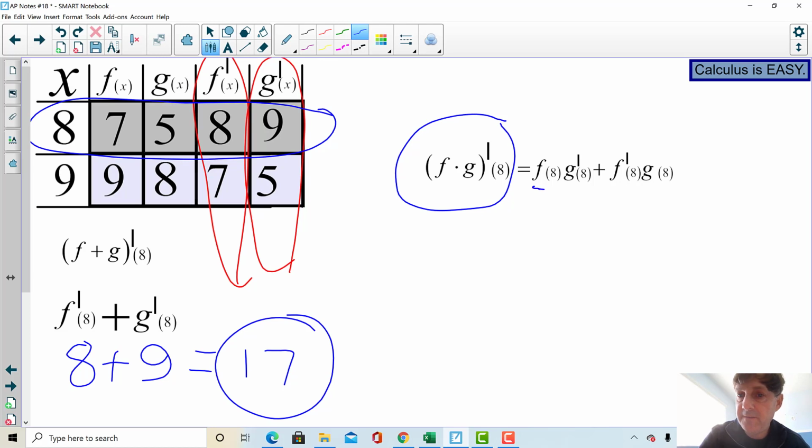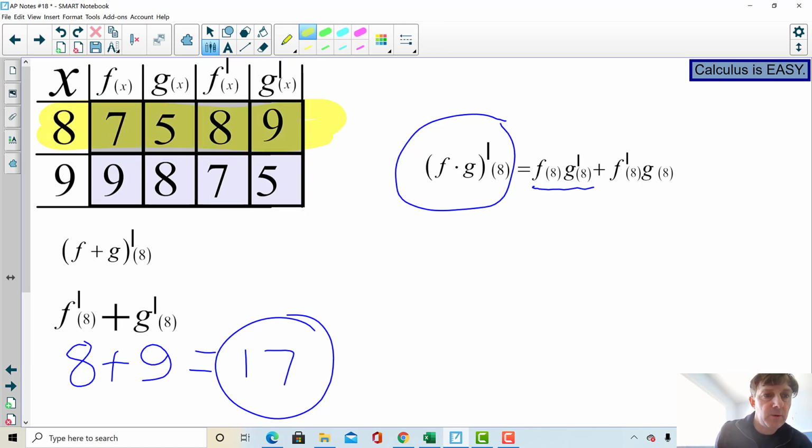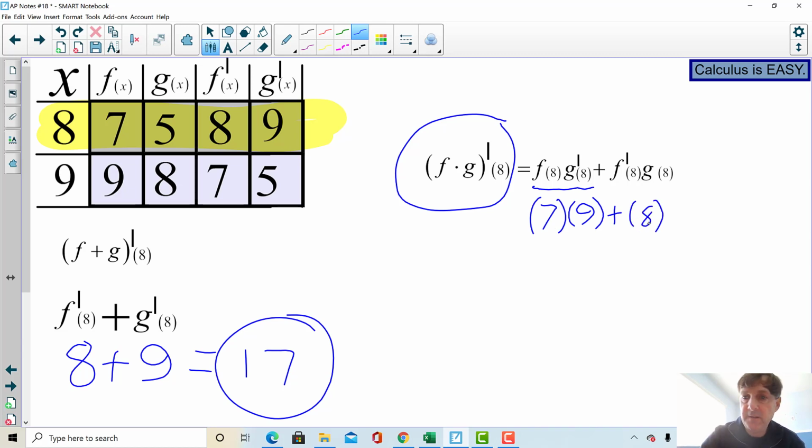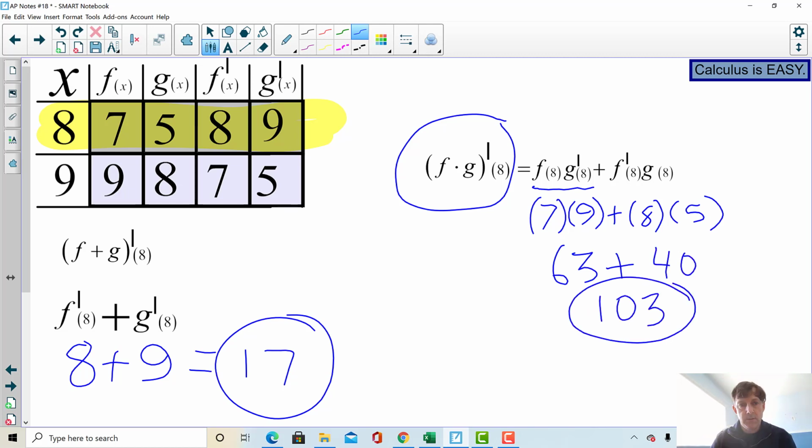For this example, it's going to be the product rule. So you can write it as f g prime plus f prime g. Again, it's when x is equal to 8. When x is 8, we're looking at this row right here. f of 8 is 7. g prime of 8 is 9. f prime of 8 is 8. And g of 8 is 5. So we get 63 plus 40, and that's 103. Let's do a couple more.